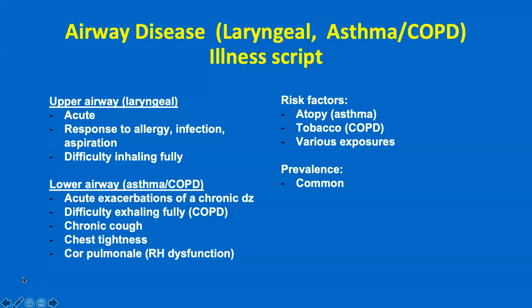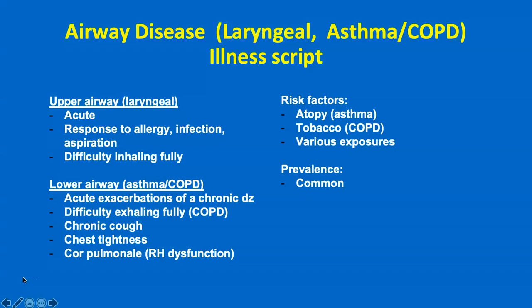The airways get separated into the upper airway and the lower airway. Diseases of the upper airway tend to be more acute responses to allergy, infection, or aspiration, and these patients have difficulty inhaling fully. Versus lower airway diseases such as asthma and COPD, these are more typically acute exacerbations of a chronic disease where patients can't exhale fully. In COPD, they'll have chronic cough, chest tightness, and if it gets worse, they can develop cor pulmonale, which is right heart dysfunction due to this chronic lung disease.